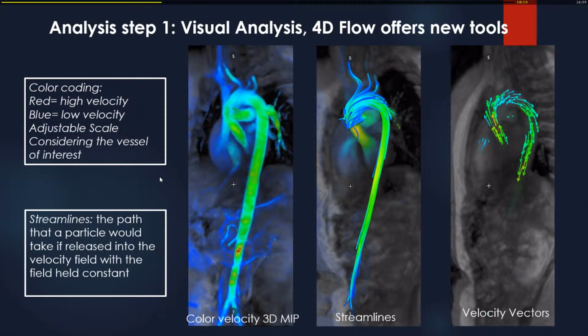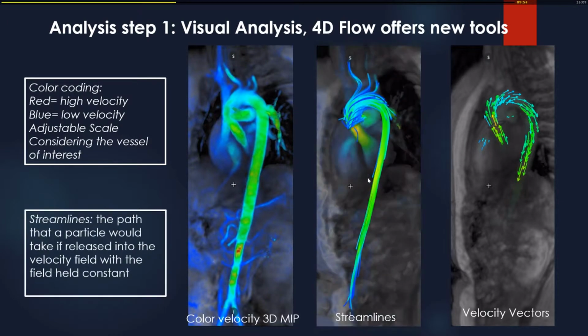So, the analysis. Step 1 would be the visual analysis of the 4D flow, and 4D flow offers new tools for that. You have the color velocity 3D MIP here. It's like an echo-Doppler, you have a color coding. Red is the high velocities, blue is low velocities. You can adjust your scale considering the vessel of interest.